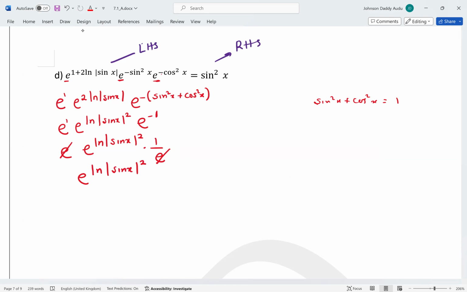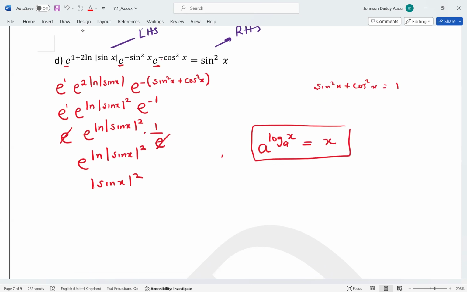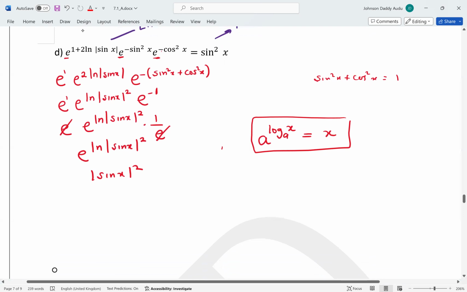And here we can use the properties of logarithm. We know that this is nothing but the absolute value of sine x squared. And this is simply because if you have a to the power log to base a of x, it is just equal to x. We saw this in chapter 4, right? So now this also, we can just write as sine squared x.